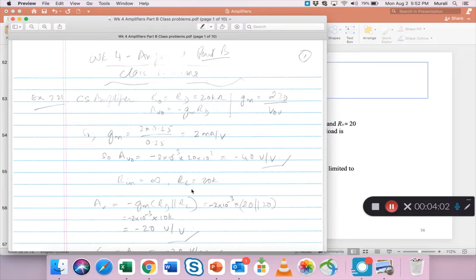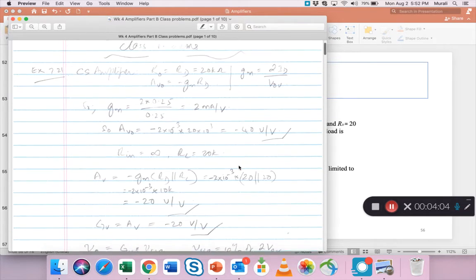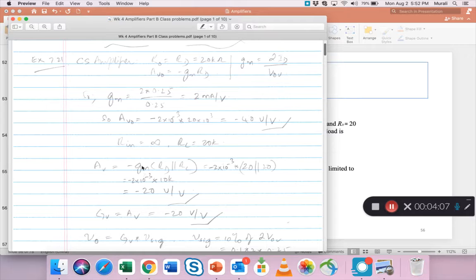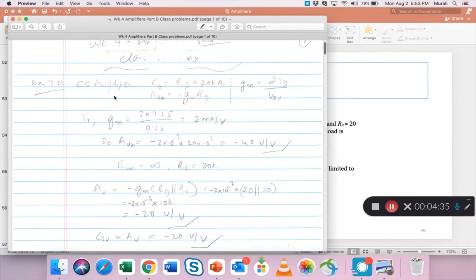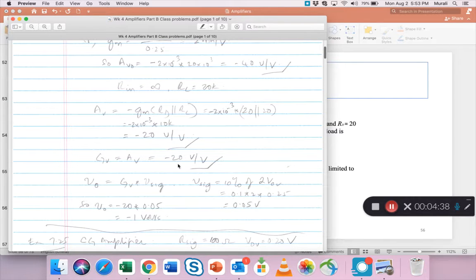Rin is infinity. RL is 20K. AV, not AVO, this is the open circuit voltage gain. This is just AV with the RL included. So for that formula, you just put, instead of RD, RD in parallel with RL. So that becomes minus 20 volts per volt. So GV equals AV in this case for a common source amplifier. GV and AV are the same. It's minus 20 volts per volt, the same.